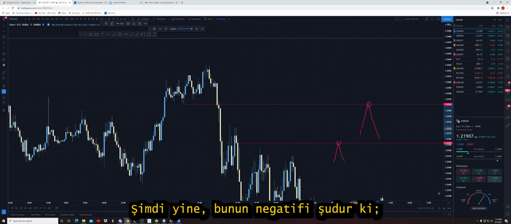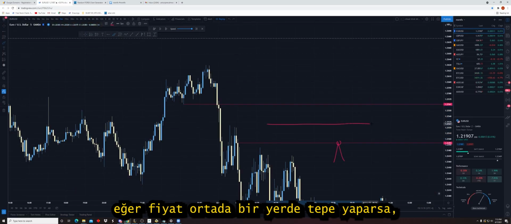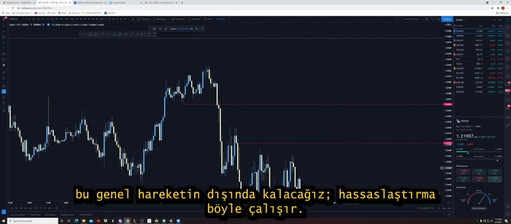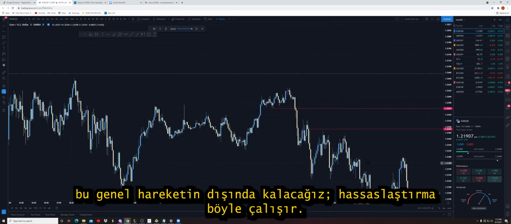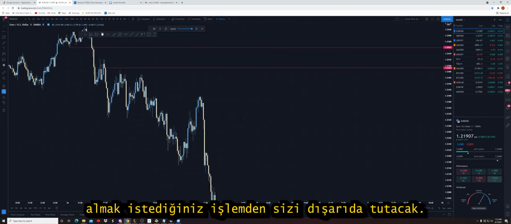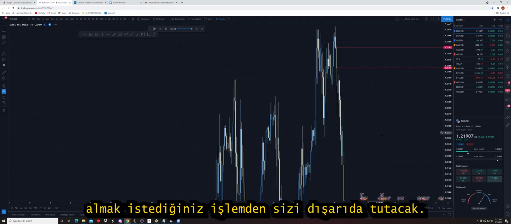Now, again, the negative of this is that if price is to tap somewhere in the middle, we are going to be staying out of this overall move, even if we are correct about the direction. That is how refinement's going to work. Sometimes refinement is going to give you the perfect zone, and other times it's going to keep you out of the trade that you might have wanted to take.